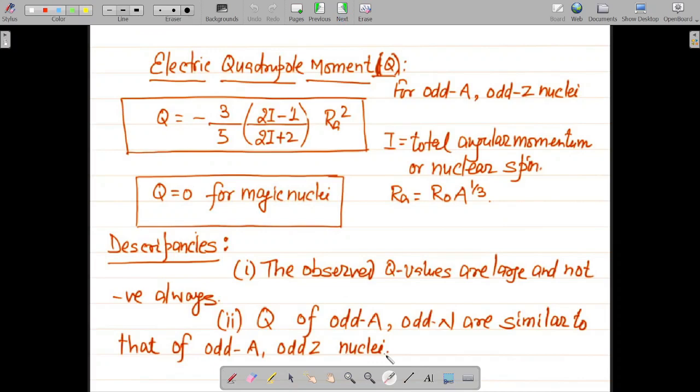Is it an important topic for the UPSC CSE physics optional? So yes, it is important, but the thing is that its derivation is not important. In some books you will find the derivation of electric quadrupole moment also, but it is not important because it is usually not asked.